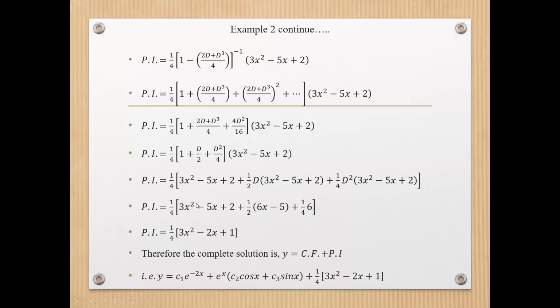Now we have to write the complete solution of the given equation. Y is equal to, y is the dependent variable, is equal to complementary function plus particular integral, and the complementary function is here c1 e raised to minus 2x plus e raised to x (c2 cos x plus c3 sin x), plus 1 upon 4 (3x squared minus 4x plus 1). This is the complete solution of the given linear differential equation.